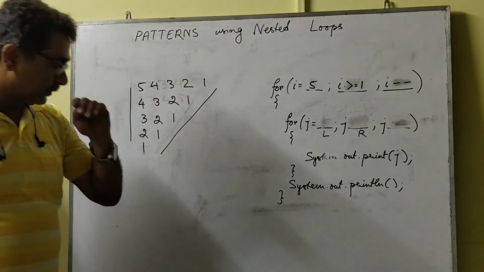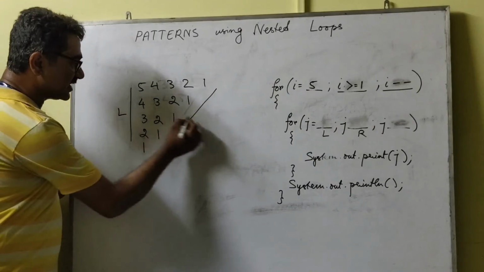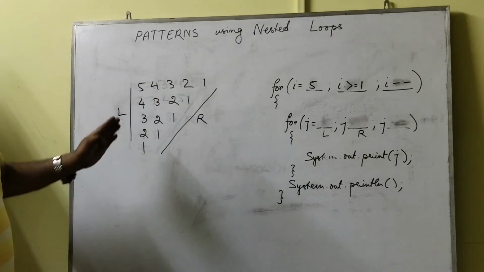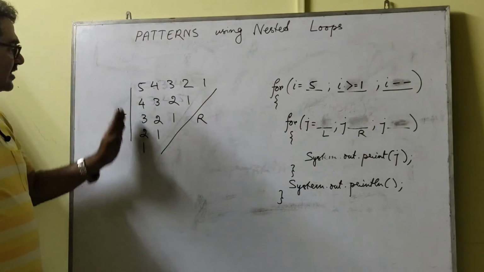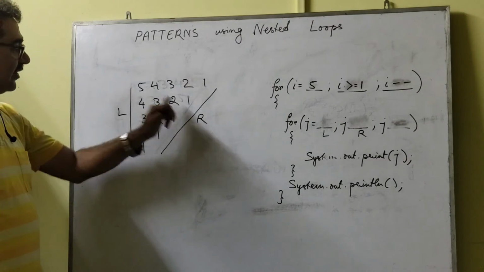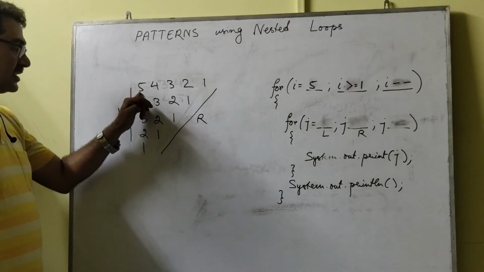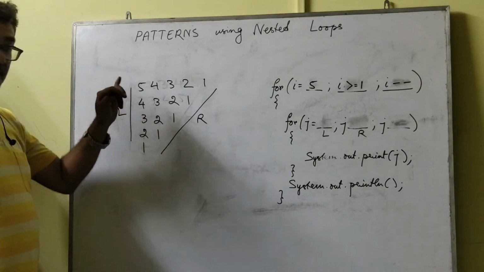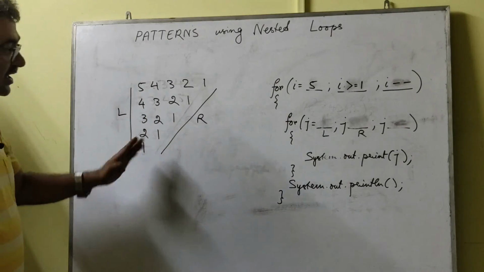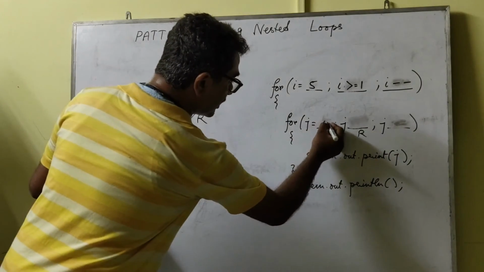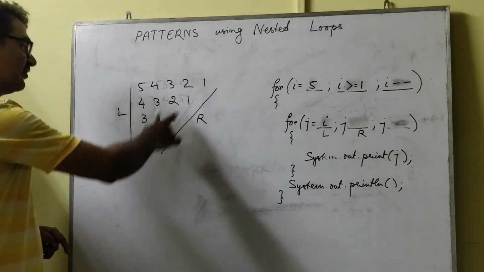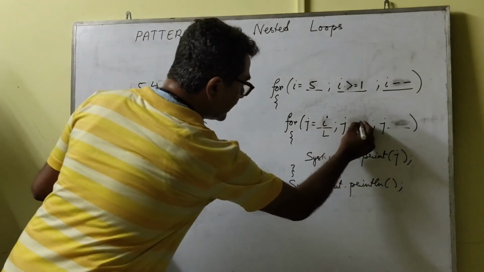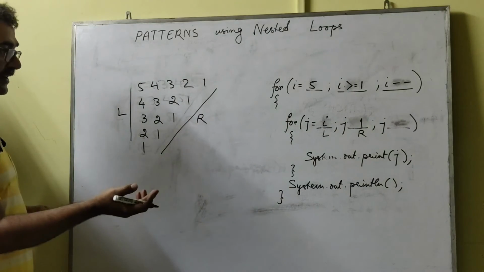Now getting back to the J loop. This is my left side, this is my right side. Now look at the left hand side. The left hand side always begins from the variable starting point. That is, the first line starts from 5, the next one 4. So again the changing side is left. So the left side, the changing side, you put I. And the right side is fixed. Fixed by how much? By 1. So just put 1.